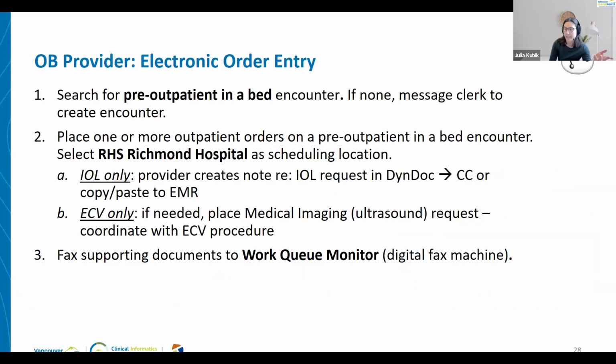So in the case of electronic order entry, the OB provider, you're going to search for a pre-outpatient in bed encounter. And remembering, as Eve mentioned as well, that all patients at 22 weeks are pre-registered with a pre-outpatient in bed encounter if they're planning on having a vaginal delivery or a home birth. So they have a pre-outpatient in bed encounter.